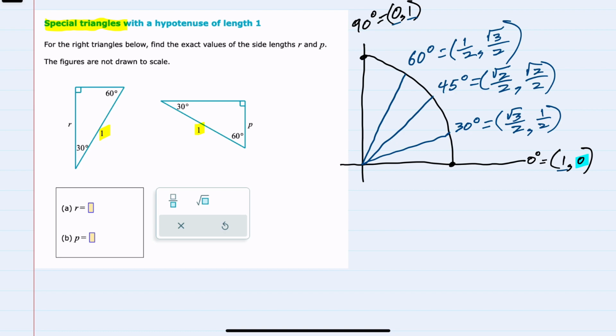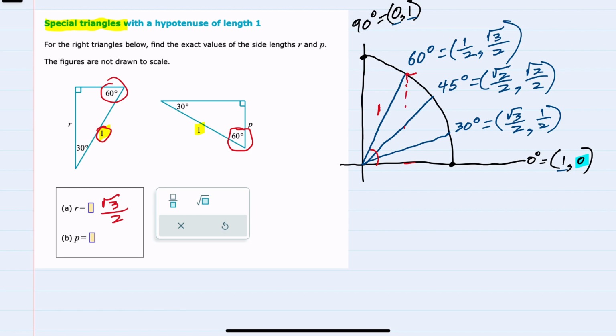I'll start with the first triangle, and since I have this 60 degrees is here, that means if I drop down to form a right angle, the radius here of the unit circle is 1, so that's this side. We can see that r would be this value here, the height, which is our y value of square root of 3 over 2. And then for this second triangle, it also has a 60 degree angle.